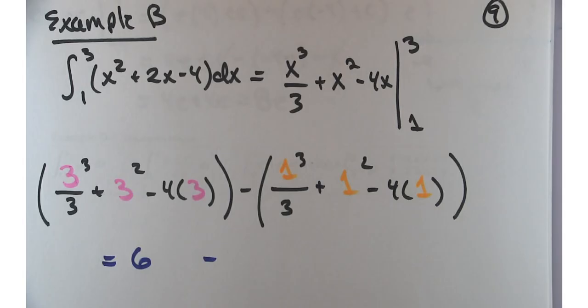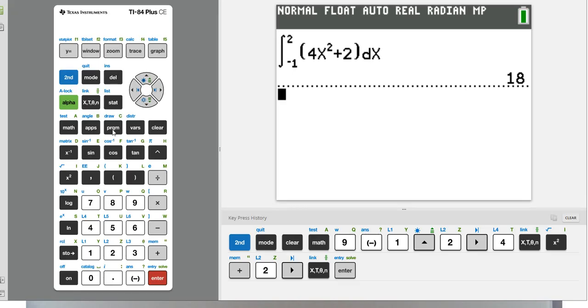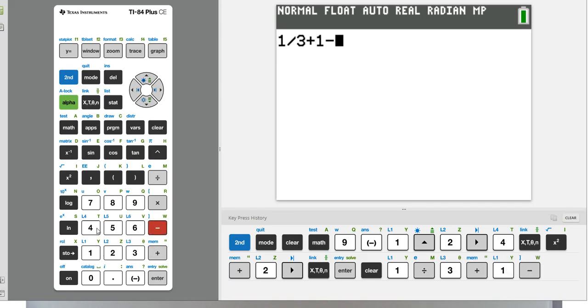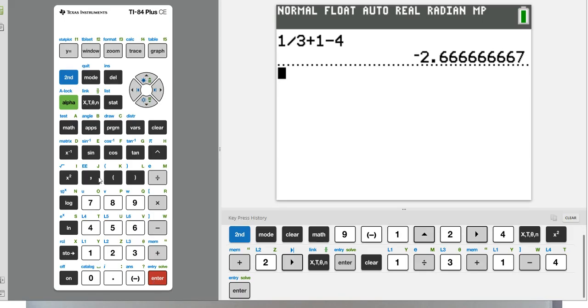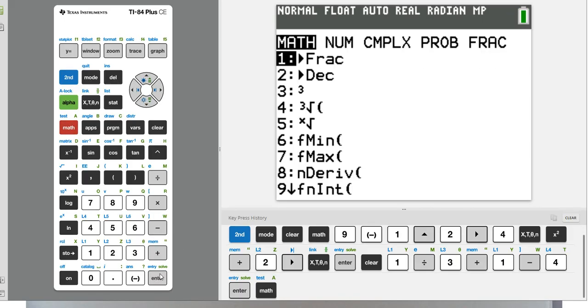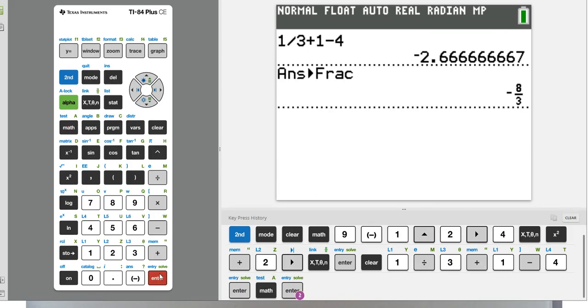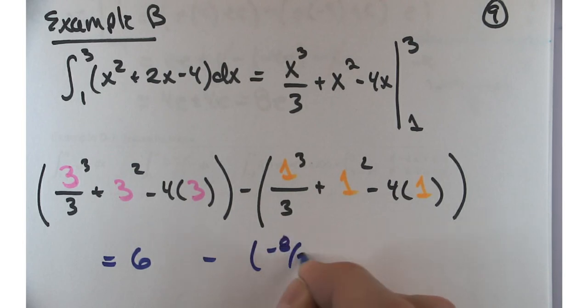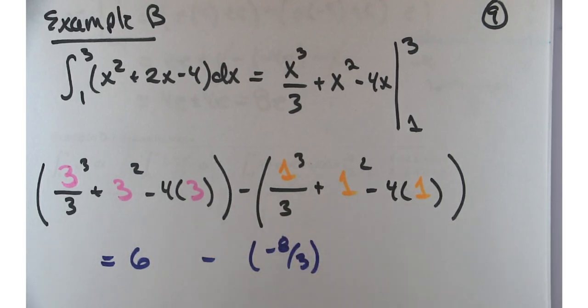If you're not sure on these things, then you can take out your calculator and do these things. It's not a big deal. Do 1/3 plus 1 minus 4, and you're going to get some decimal number, but then just hit the answer to fraction key and find out that, yeah, all right, so it's -8/3. So -8/3. And when we combine that with the 6, I think you're going to get 26/3.